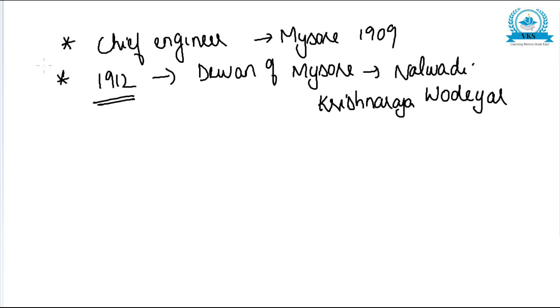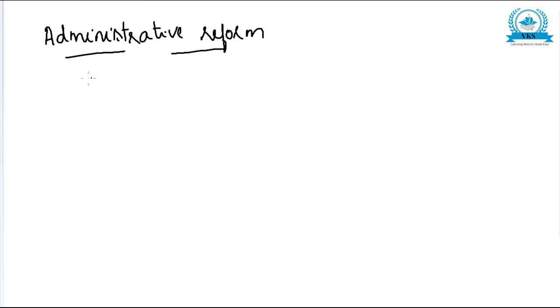This was a basic introduction about Sir M. Vishveshwaraya. Now let us see the main reforms, because of which he was called the maker of modern Mysore. The first reform is administrative reform. Considering his administrative reform, the number of members of the legislative council was increased.